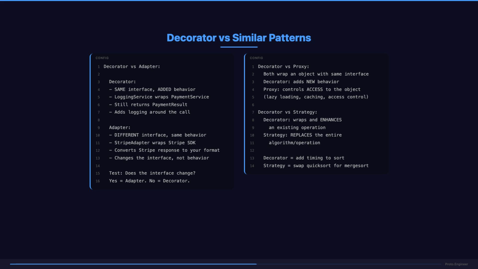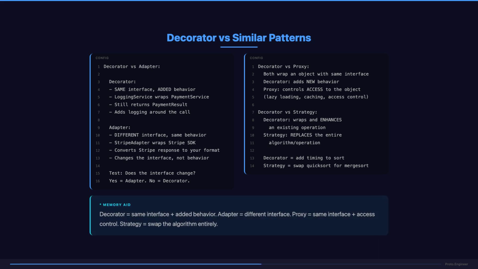Decorator versus strategy. Strategy swaps the entire algorithm. Decorator wraps and enhances an existing algorithm. Strategy replaces the sorting algorithm from quicksort to merge sort. Decorator wraps the sorting algorithm with timing measurements. The key test is whether you are adding behavior to an existing operation or replacing the operation entirely.